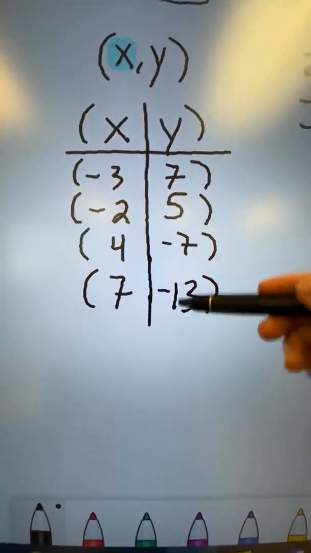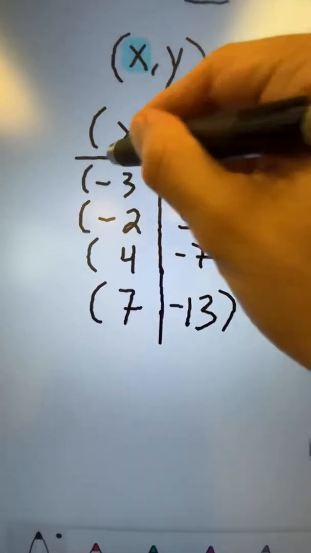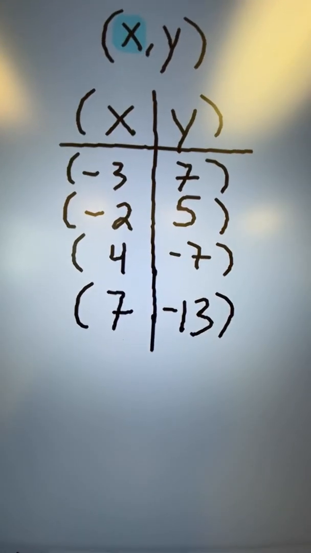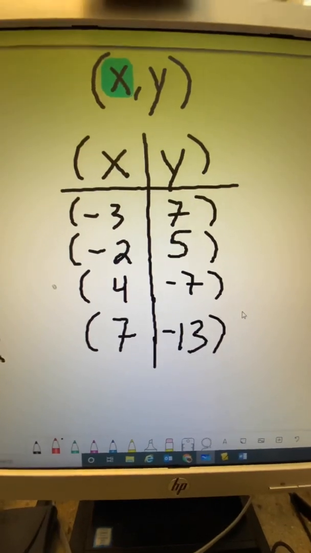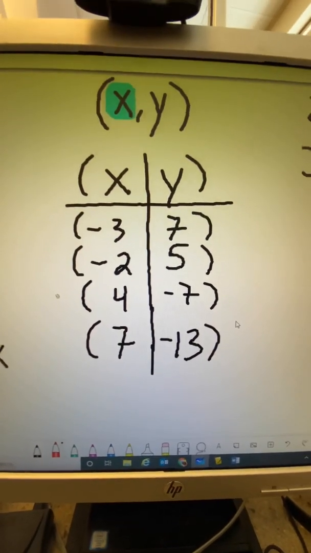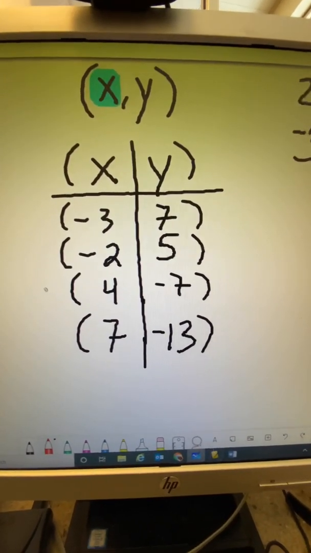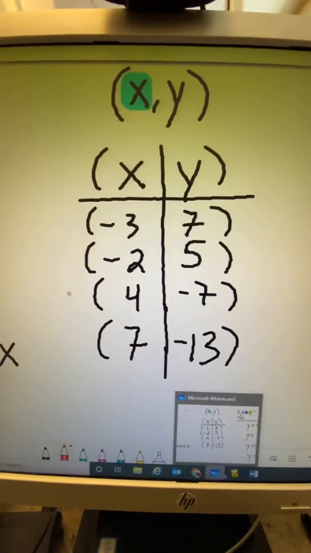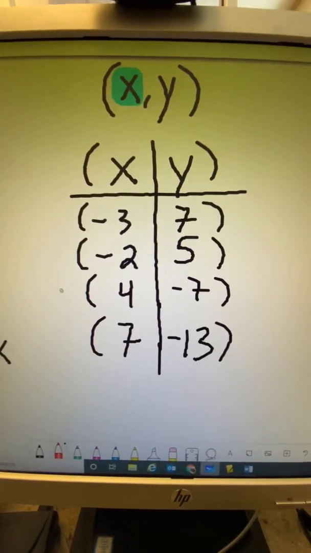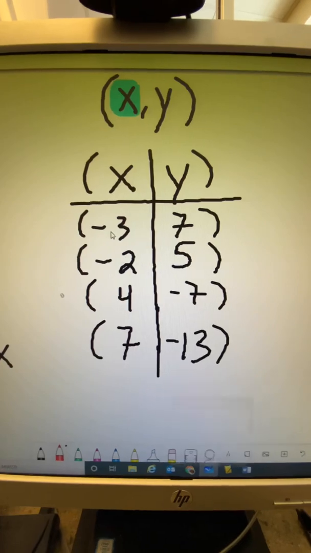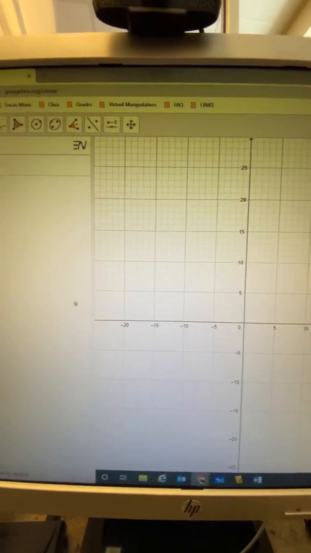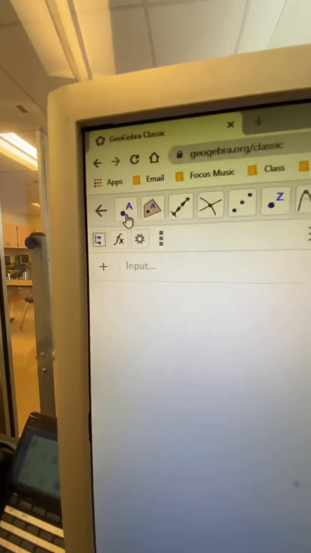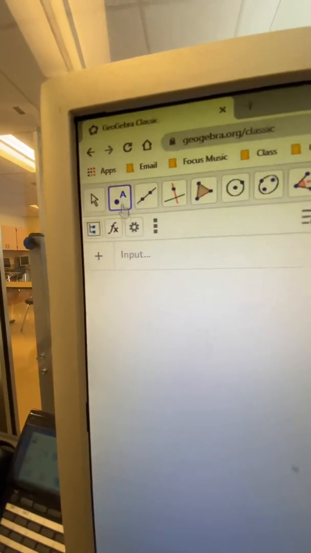So I have my 4 points. These are all ordered pairs. So this will be 1, 2, 3, 4 points I'm going to graph. I'm actually going to use a program called GeoGebra to plot these points, just so it comes out a little bit better, because if you sketch it by hand, it doesn't come out as nice. So I'm going to go over to that now. The first point is going to be -3, +7. So I'm going to go over here to the point tool, click on the A. That's going to allow me to plot points.